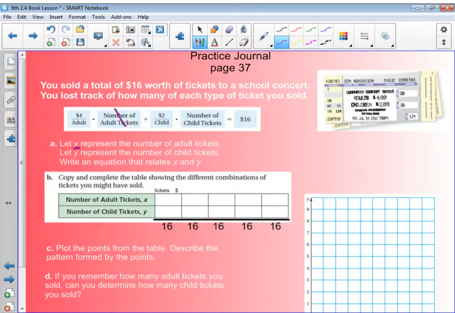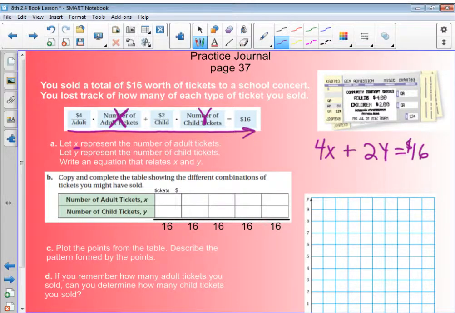So I'm going to go ahead and put an X in this spot. And we're going to let Y represent the child tickets. So here we'll put a Y. And now we're going to go ahead and write our equation. So the equation that I get from this, and I'm just going to work left to right on this little equation thing that they have written out there, is I have $4 per adult ticket, so X, plus $2 times our child tickets, so times Y, equals $16. So there's the equation that we're starting out with.